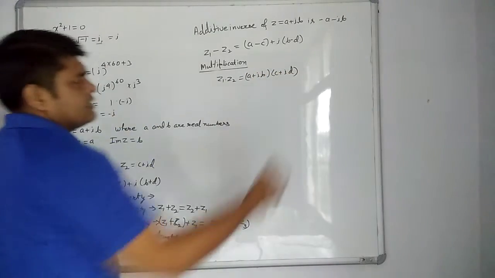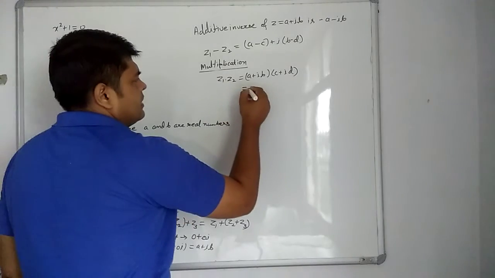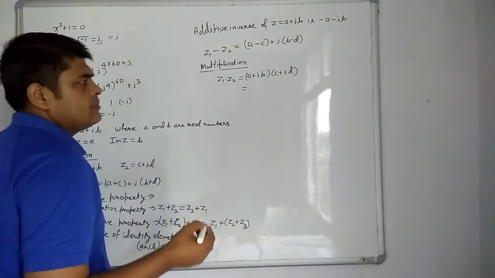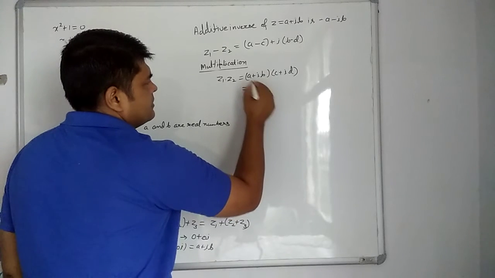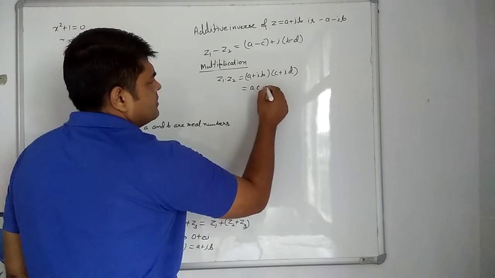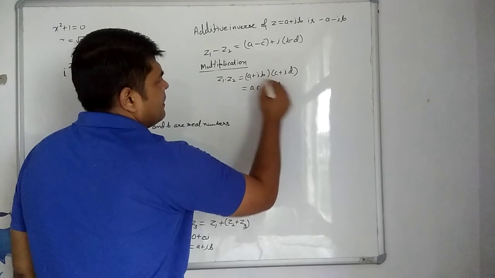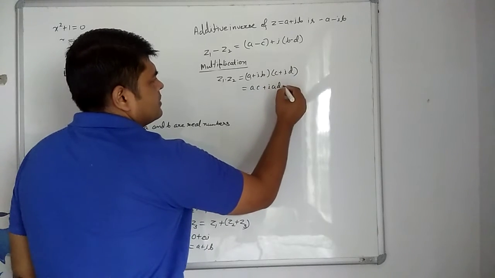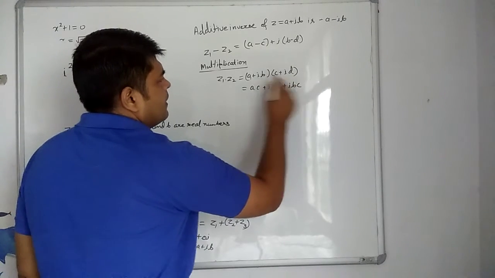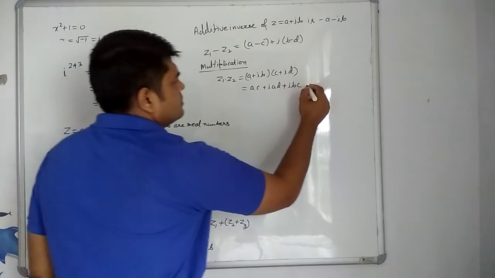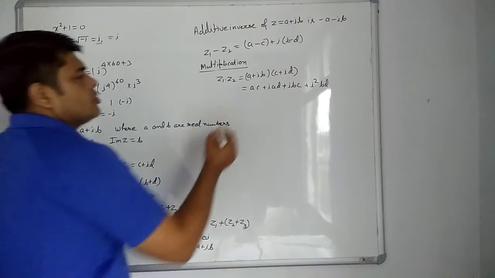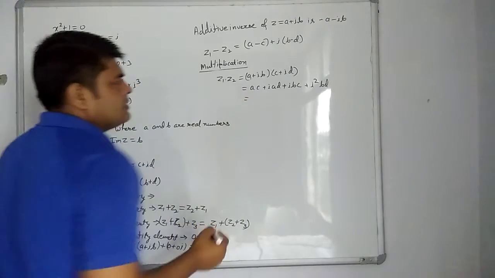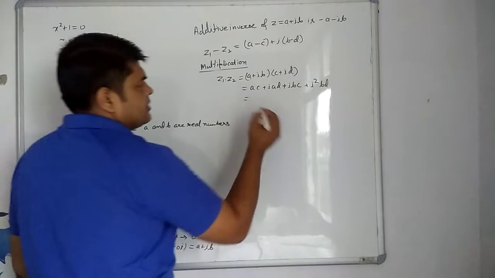So there is nothing new. You can multiply straightforwardly as you have done with binomials, the product of binomials. So a into c is here, a into iota d, so iota ad, and iota b into c, so you have iota bc, and iota into iota is iota square bd. So we will now segregate the real and imaginary parts.